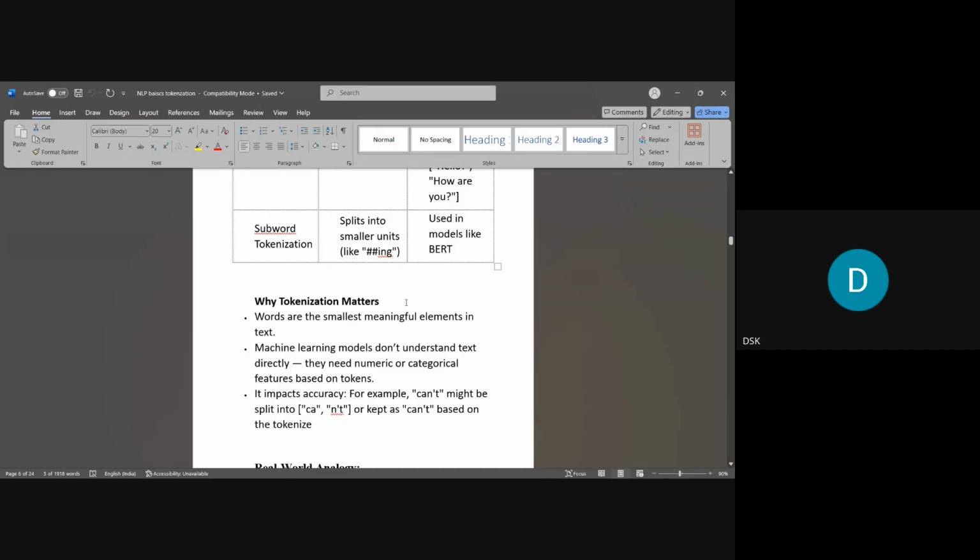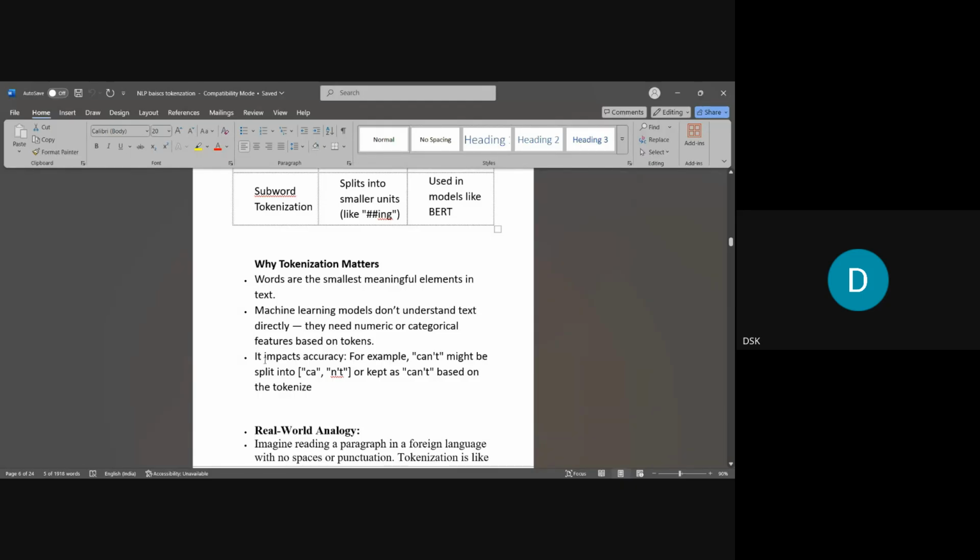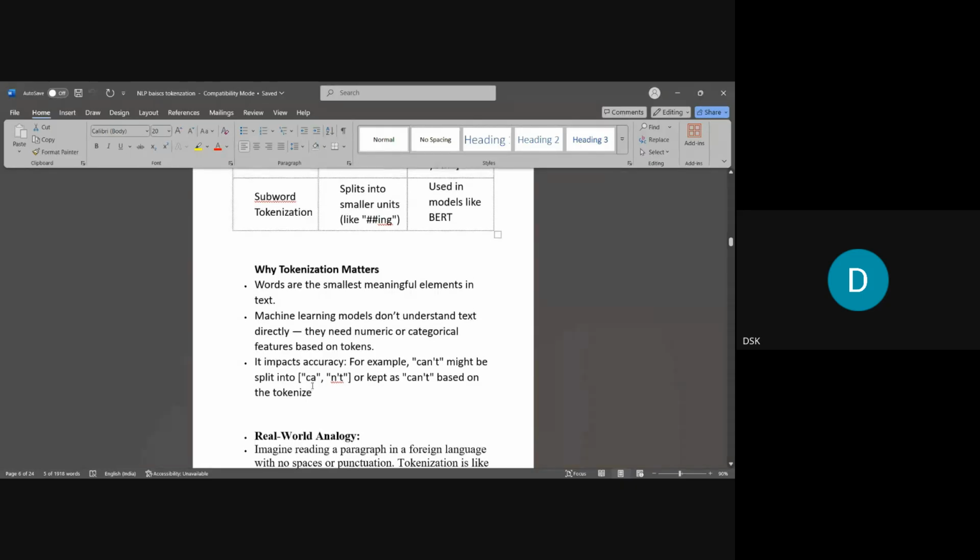Words are the smallest meaning elements in text. Machine learning models don't understand them directly. They need numerical or categorical features based on tokenization. So it impacts accuracy. For example, can't might be split into CA and N'T, or it cannot be kept as can't, based on the tokenization. These are some special cases where we have limitations for tokenization, that they cannot be split into the words.